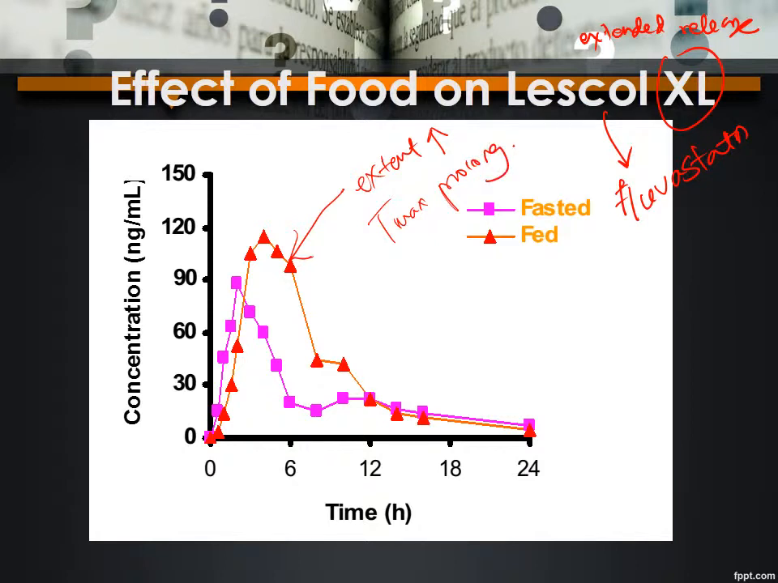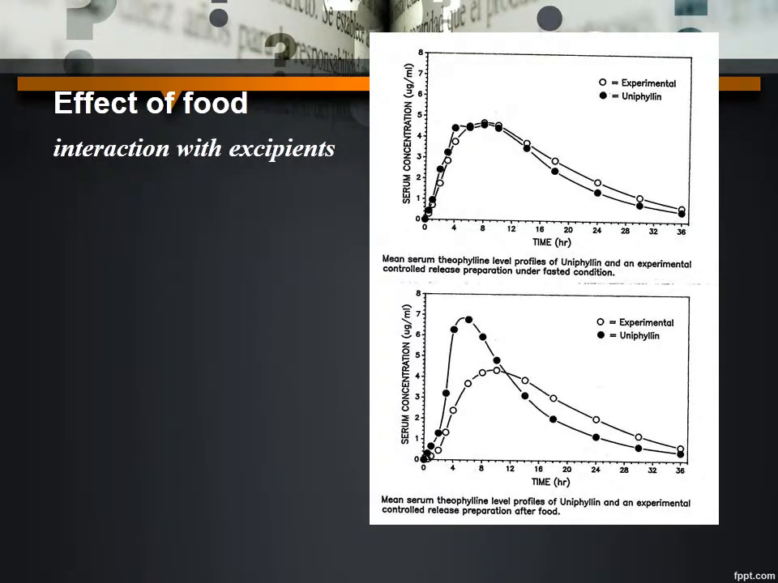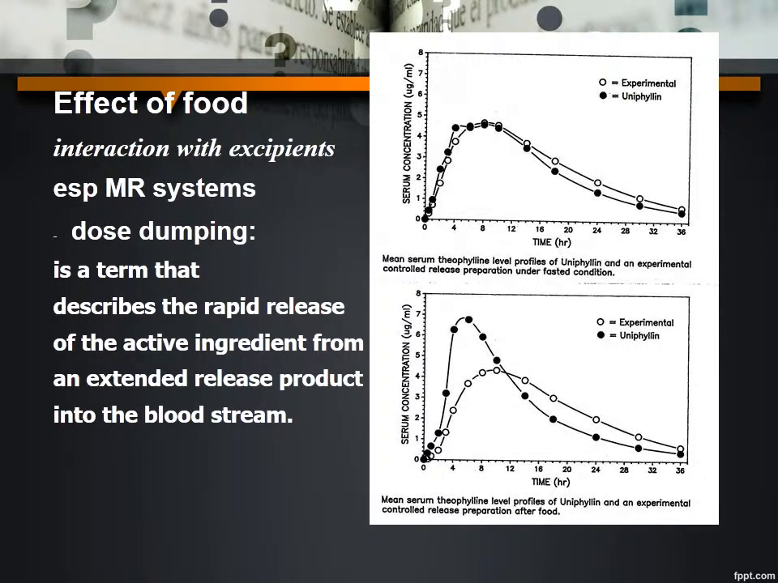And when the drug is given on an empty stomach, there is a slight reduction in the Cmax and a shorter Tmax, meaning they achieve the maximum concentration faster. So food can also interact with excipients, especially for modified release systems, and they use the term dose dumping to describe the rapid release of the active ingredient from an extended release product into the bloodstream.